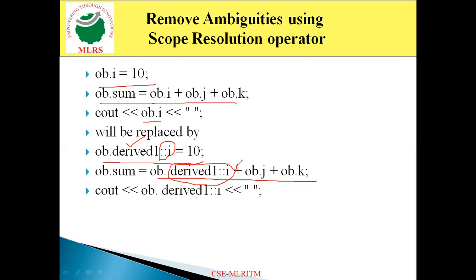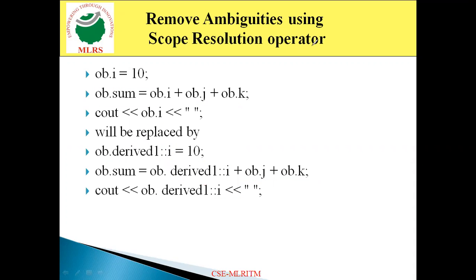If I want to take the i value from derived 2 class, then I have to specify ob.derived 2. So based on this, the i value will be taken. So I am specifying clearly whether the i value is related to derived 1 or derived 2. Likewise, I specify that by means of the scope resolution operator for printing also. So we can resolve the ambiguity by means of the scope resolution operator.